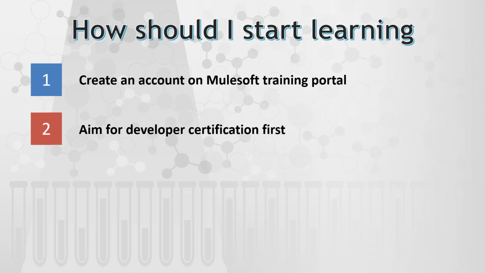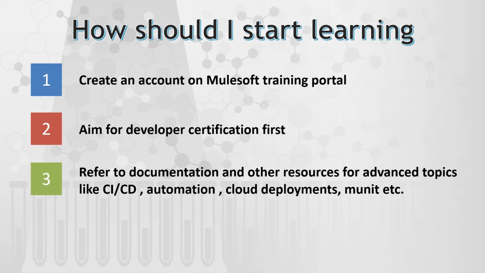This training portal has one self-paced course for developer certification. You should enroll in that and go through that course. You can refer to documentation and other resources for advanced topics. Once you are done with the developer certification, you get a basic understanding of how exactly development works, what connectors are, what the different terminologies are, and how you can find information about different connectors. Once you are certified, what you can do next is refer to the documentation and other channels or topics to get information about CI/CD deployment, automation, cloud deployments, MRE, etc.